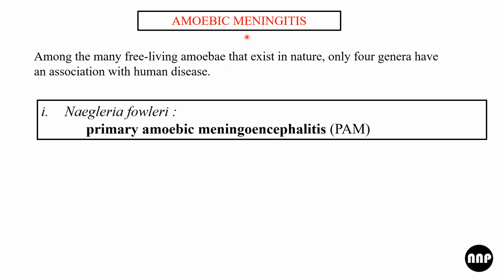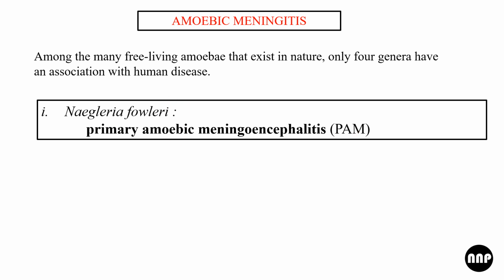Acanthamoeba causes GAE, granulomatous amoebic encephalitis, and amoebic keratitis. Balamuthia also causes GAE, and Sappinia species cause encephalitis. So here for meningitis we have to remember Naegleria fowleri.